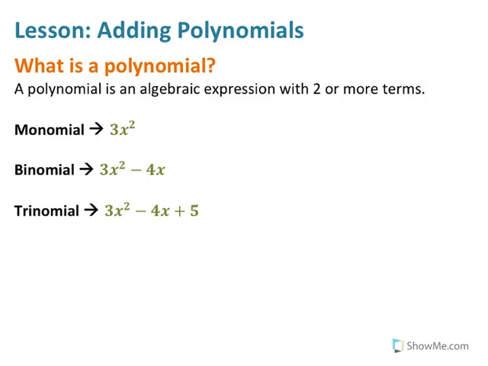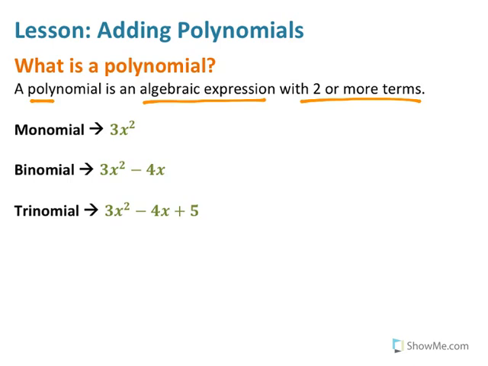So let's start off by talking about what a polynomial is. Let's break this word down. Poly means many, and a polynomial is just an algebraic expression with two or more terms. So let's talk about what this two or more terms means.